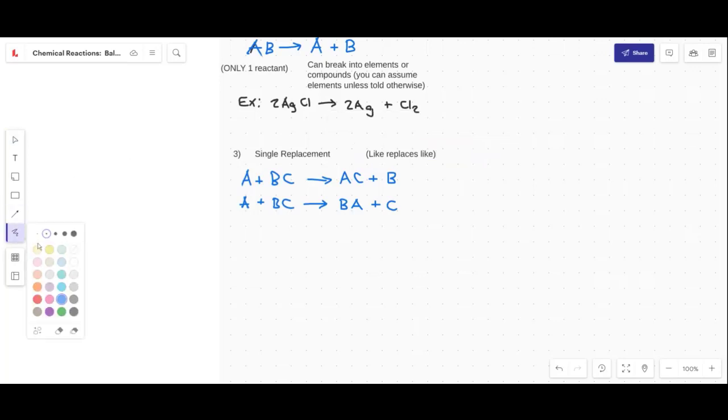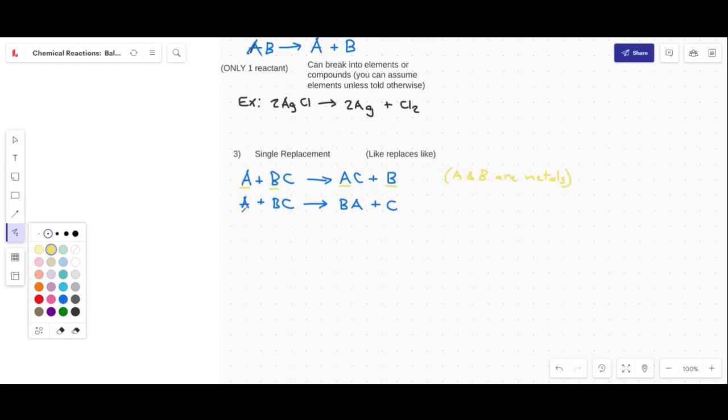So let's say, for example, B is a metal. So in this case, A and B are both metals. A is going to switch places with B, so B gets displaced and kicked out. So B and A are still both metals, but they switch places. And that's what this is representing.